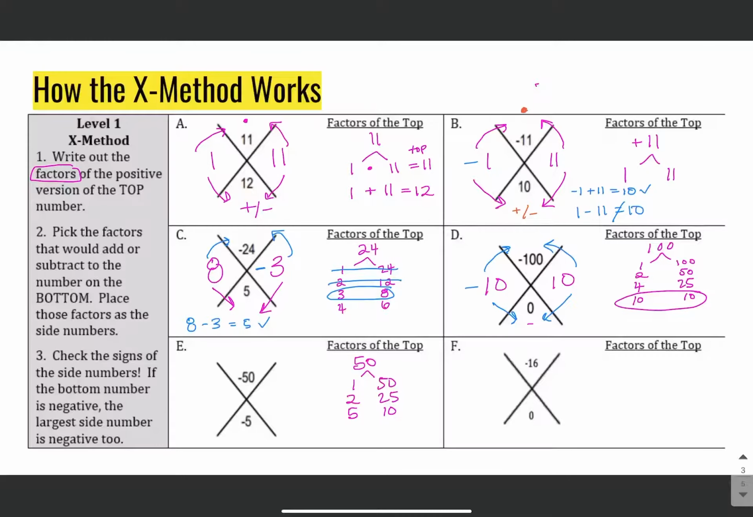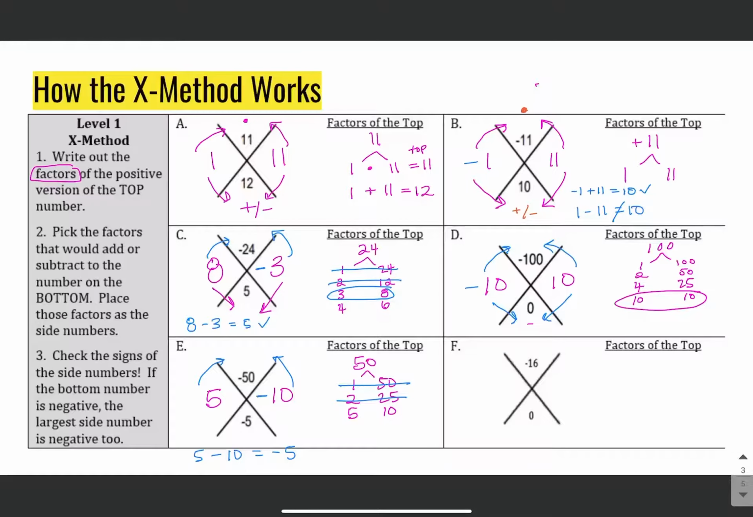All right, and again, let's go through our factors. 1 and 50 won't work, 2 and 25 won't work, but we definitely can do 5 and 10. And again, we got to be careful with our signs. So which one would need to be a negative in order for them to combine to negative 5? Hopefully we know that 10 would need to be negative, because again, 5 minus 10 would equal negative 5. And again, double check, we multiply to the top. So yay, we are good.